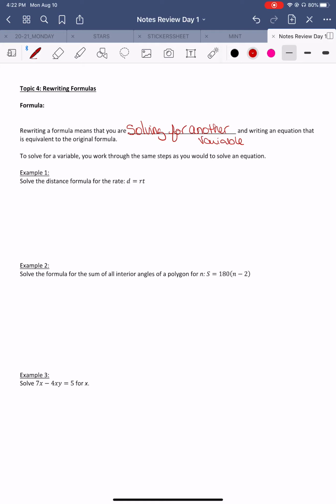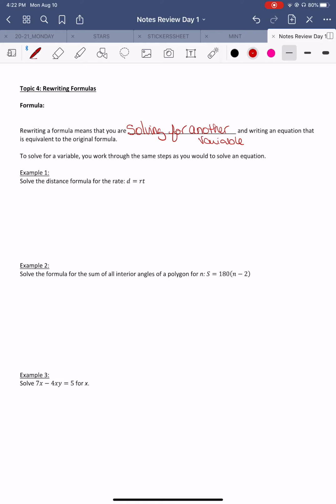So to solve a variable, you work through the same steps you would as to solve an equation, right? When we solve equations, we solve for x, we think about PEMDAS and we work in reverse. It is the exact same as we are solving for formulas. So our first example says solve the distance formula for the rate.